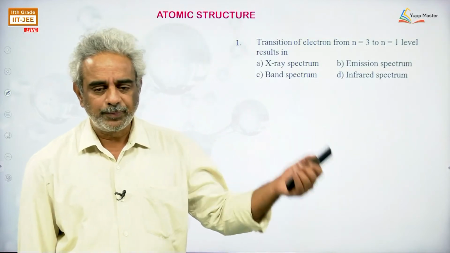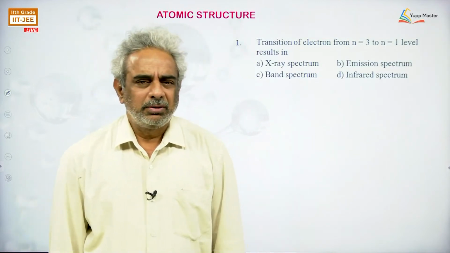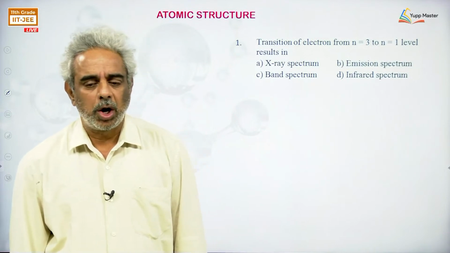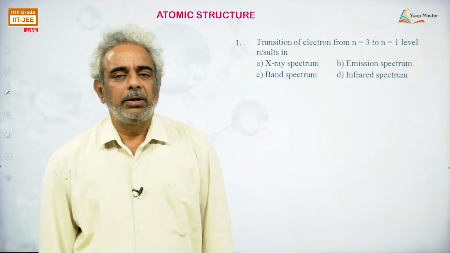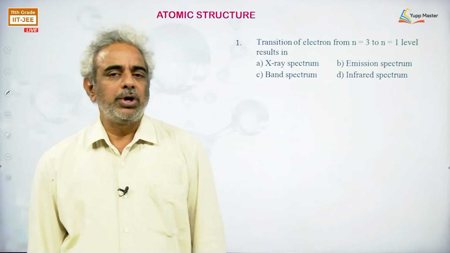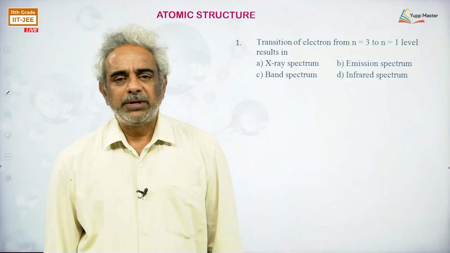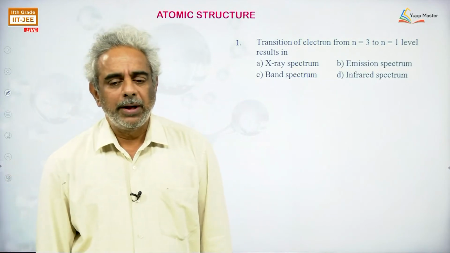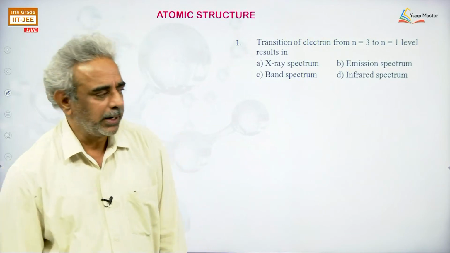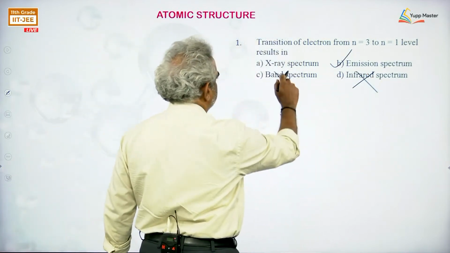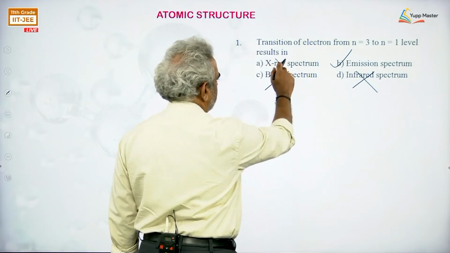Coming to the next problem, it is an observation, a theory question. Transition of electron N3 to N1 results in, electron is jumping from higher state to lower state, that too into first state, species not mentioned, we will take it as hydrogen. So, that will be ultraviolet emission, it will be an emission spectrum. Infrared no chance, band spectrum no chance, molecules give, X-ray no chance.